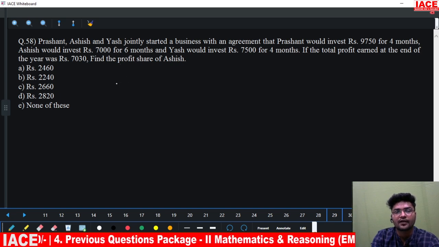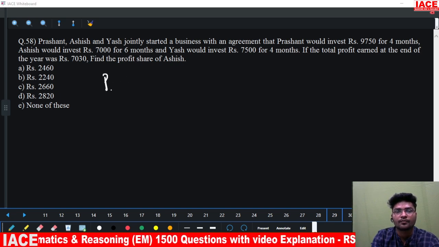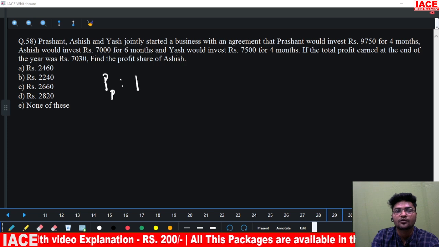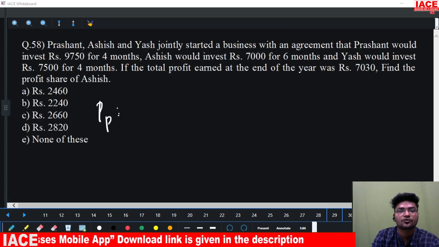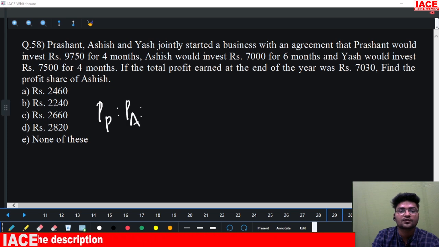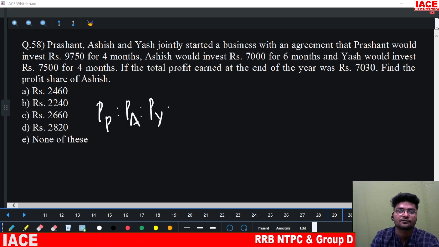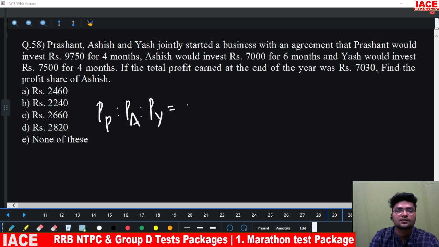So first of all, find out the profit ratio: profit received by Prashant to profit received by Ashish to profit received by Yash. How much is this?